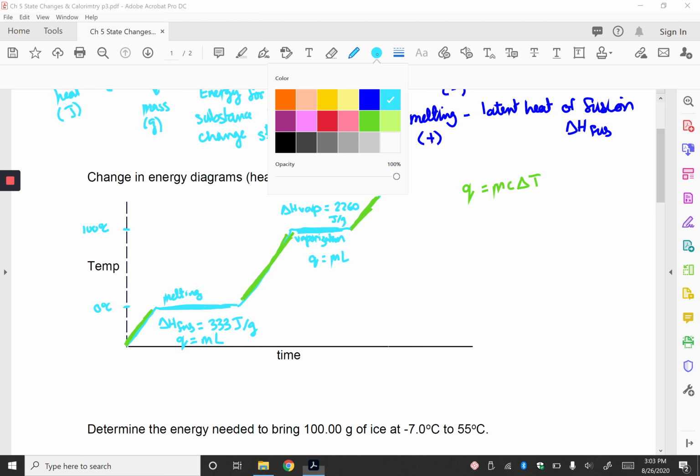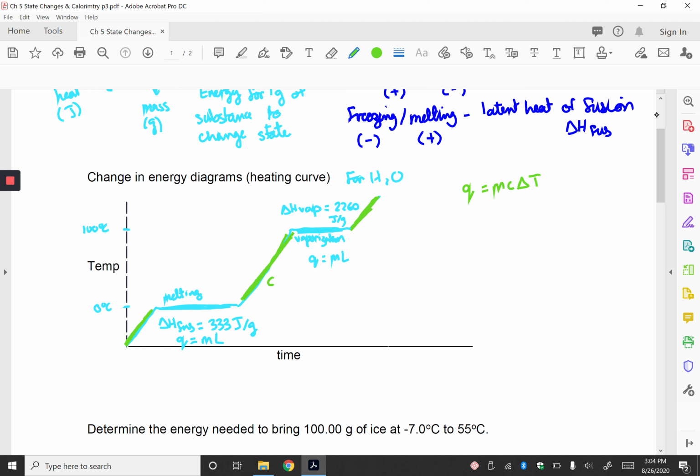Now, one thing to look out for is when you're doing mcΔT, the C, if you remember from last year, is different for liquid water versus solid ice versus gaseous water vapor. So I'll write them down here so you have them for your notes. So C for water is 4.184 joules per gram Celsius. For gaseous water vapor, it is 2.03 joules per gram Celsius. And for ice, it is 2.06 joules per gram Celsius.